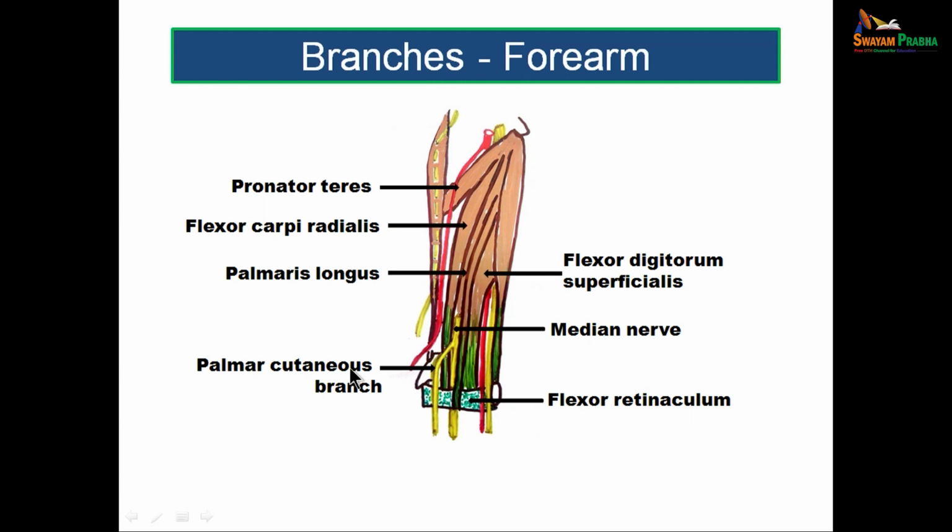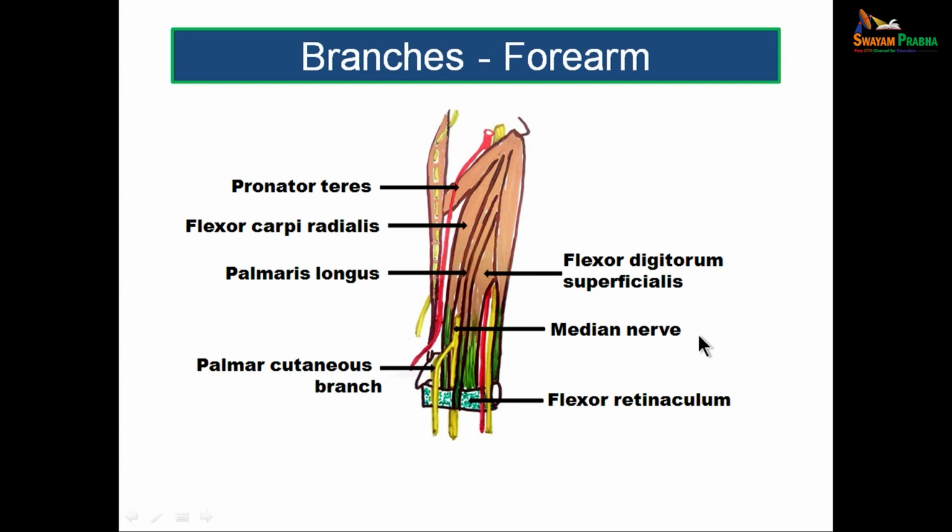What does the palmar cutaneous branch do? It is going to supply the central region of the palm and also the skin over the thenar eminence. So, the skin over the thenar eminence and the center of the palm is supplied by the palmar cutaneous branch, which is crossing superficial to the flexor retinaculum.